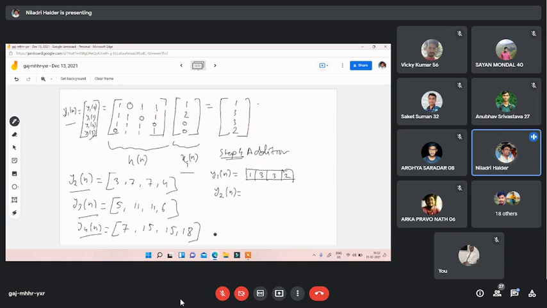y2n will start from position 2. If you ask why, you know from the last class, there are 2 padded zeros. So you have to start from position 2. Here you will put all the values.